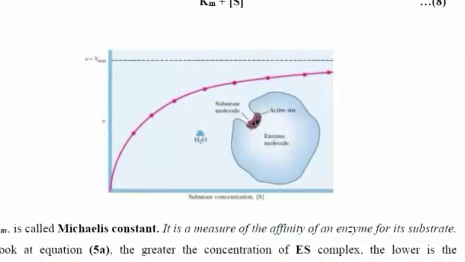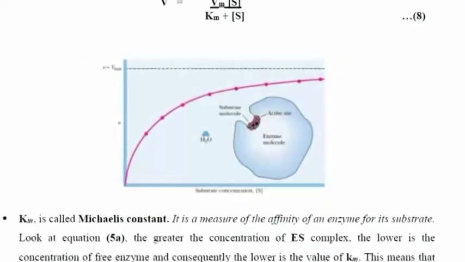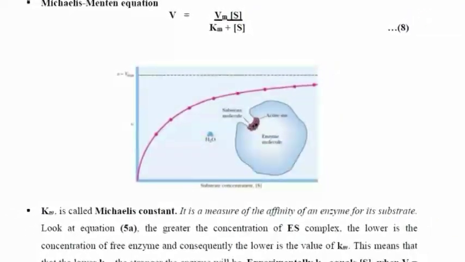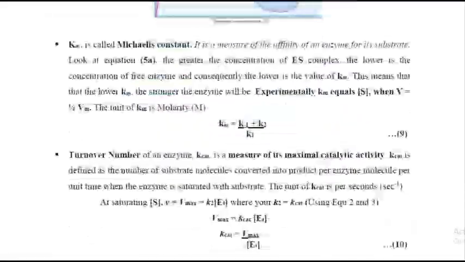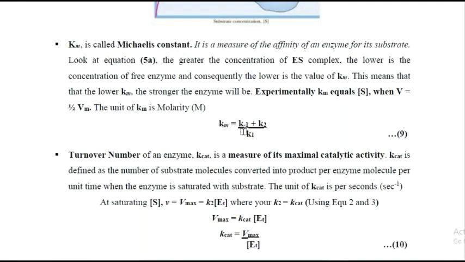And that's the curve. This is the curve, which shows everything about it. So your Km is called the Michaelis-Menten constant. It measures the affinity of the enzyme for its substrate. Now, when you look at equation 5a, you'll understand that the greater the concentration of the enzyme substrate complex, the lower the concentration of free enzymes we have. And that means, consequently, the lower the Km value.